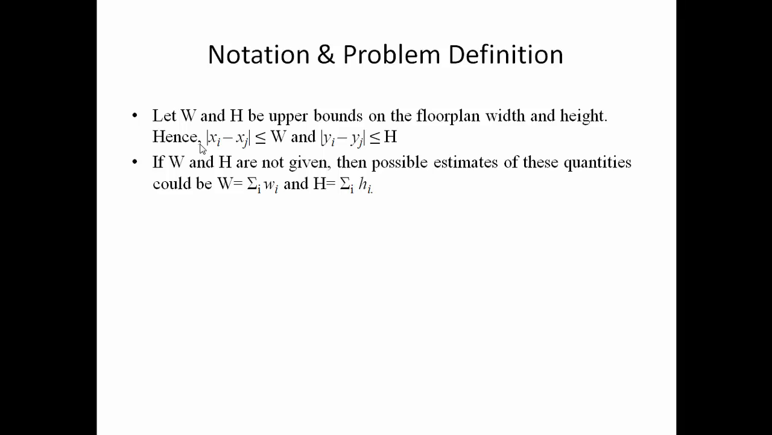For some cases when you have a fixed outline floor planning problem, the width, the capital W, and the capital H may be given. If it's not given, a good estimate of the width and the height could be this: the capital W, the width, is the sum of the wi's, the width of the individual modules, and the capital H is the sum of the hi, the heights of the individual modules.